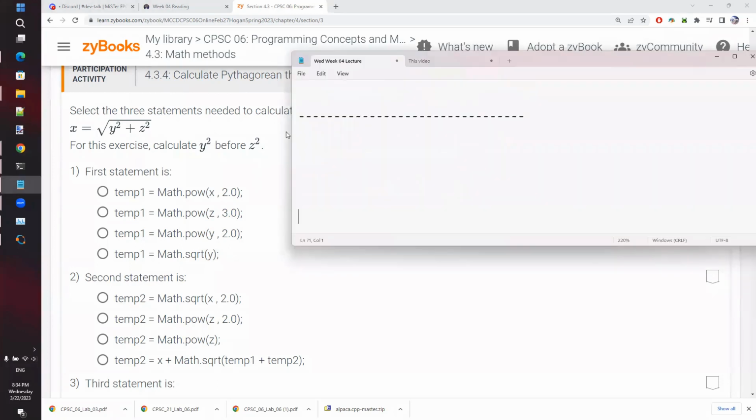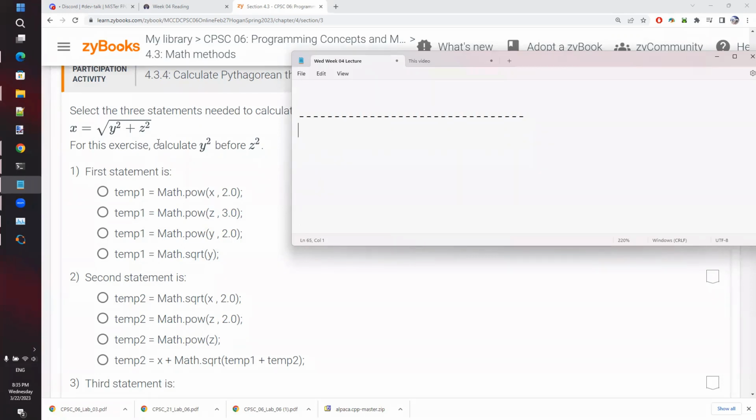So they've got this, right? X equals square root y squared plus z squared, and they're doing it in several lines instead of just in one line. So just imagine this, okay? If you wanted to calculate this and you were going to take several lines, you could calculate it step by step.